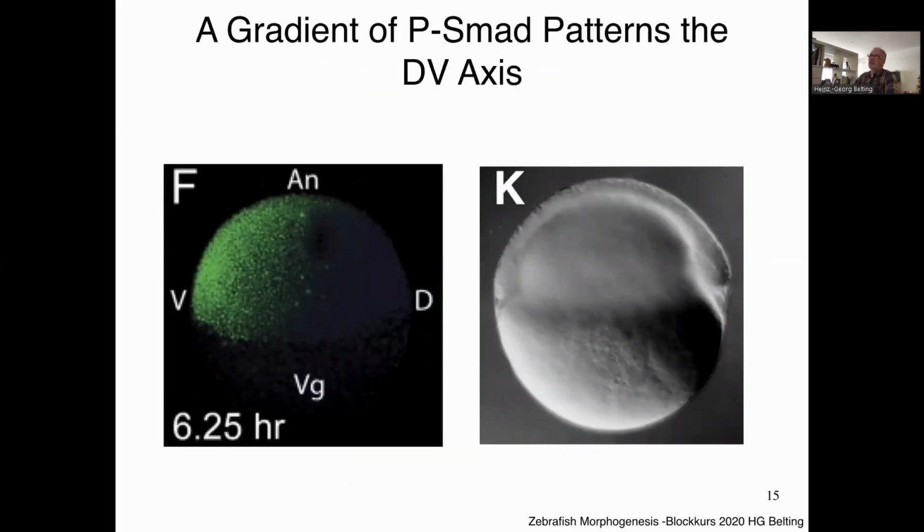This is an antibody against phospho-SMAD. And this would be the embryo here, as you see on the right-hand side. You have the dorsal to the right, animal ventral. And you see that phospho-SMAD, which is the readout that we use in the lab for BMP signaling, is very high on the ventral side, but low on the dorsal side. Okay, so the question is, how can that happen?